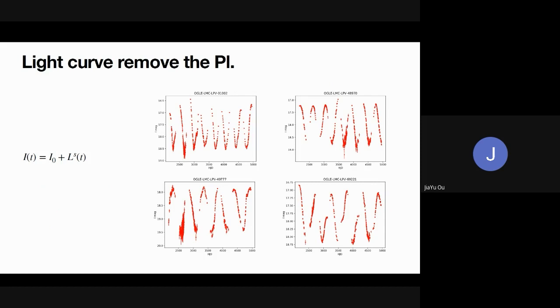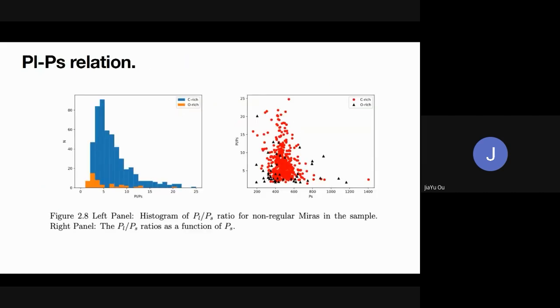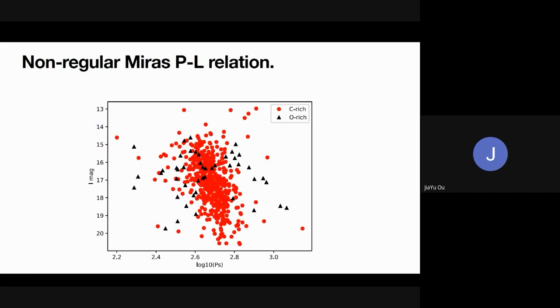So next, we compare the short-term period and the long-term period. They didn't present any correlation between these two periods. We can also put the short-term period into the PL relation. It does not have a linear line there.